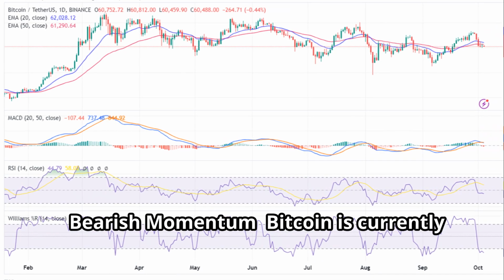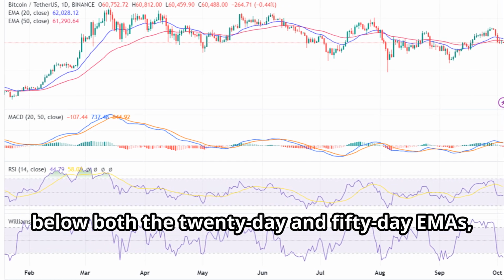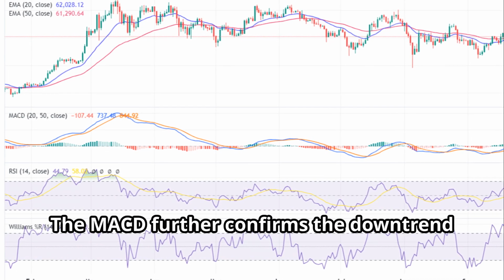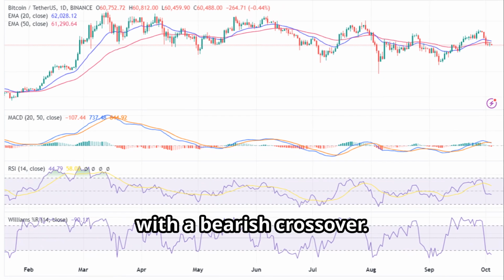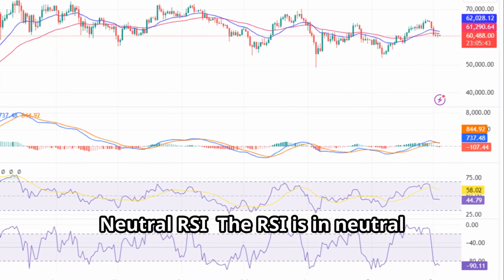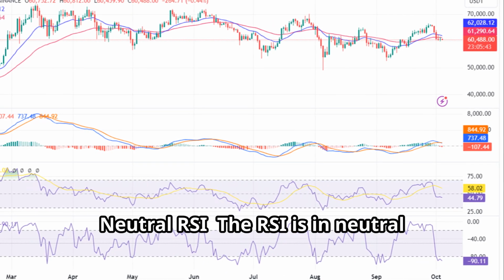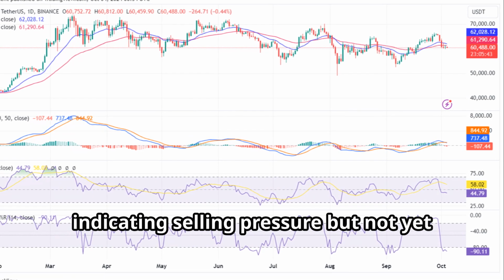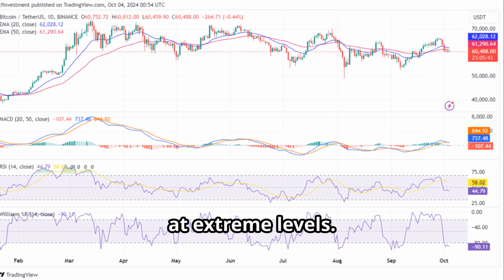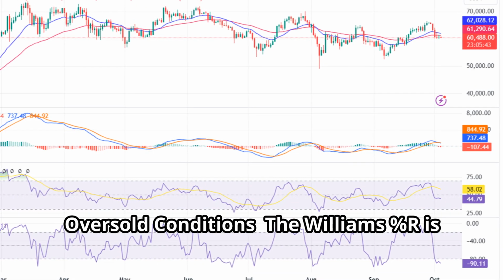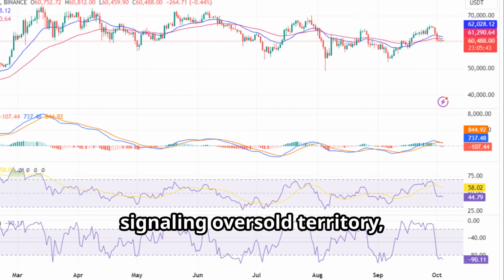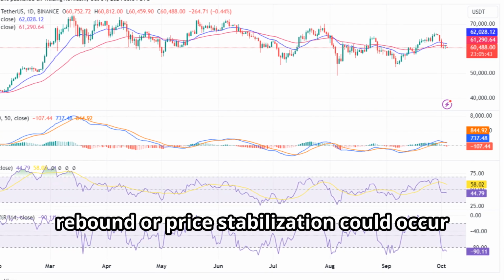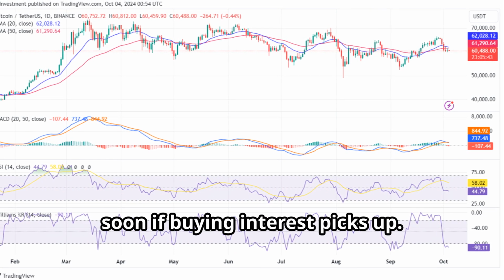Bearish momentum. Bitcoin is currently below both the 20-day and 50-day EMAs, suggesting short-term bearish momentum. The MACD further confirms the downtrend with a bearish crossover. Neutral RSI. The RSI is in neutral territory, but tilting slightly bearish, indicating selling pressure, but not yet at extreme levels. Oversold conditions. The Williams %R is signaling oversold territory, suggesting that a potential short-term rebound or price stabilization could occur soon if buying interest picks up.